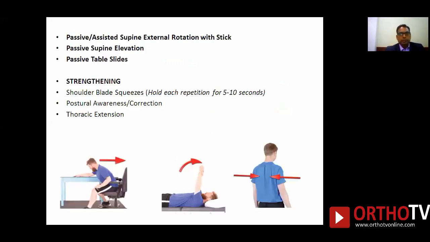Then the passive or assisted supine elevation and external rotation movement. For that, the patient can either use the non-operated arm to do the supine elevation and external rotation, or the table slide in the forward bend position. Then the scapular squeeze exercises, 5 to 10 seconds. He can hold it, release it, and do 10 to 15 repetitions for 3 to 4 sets. This will help in strengthening the scapular stabilizers.